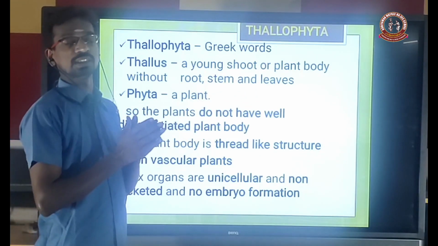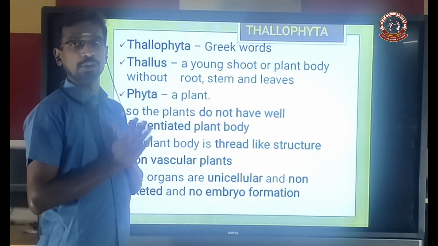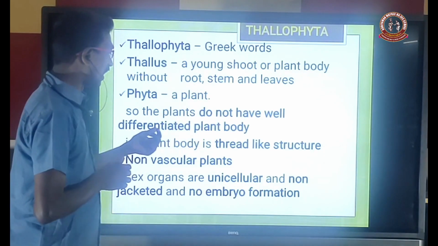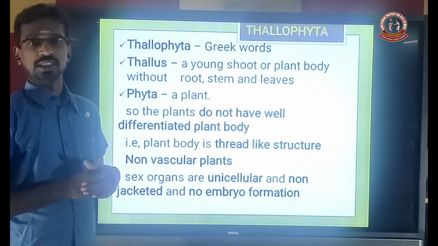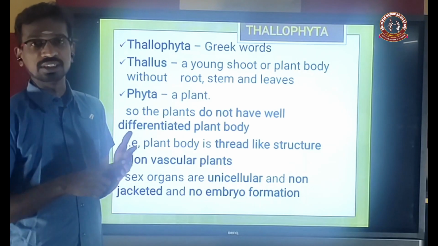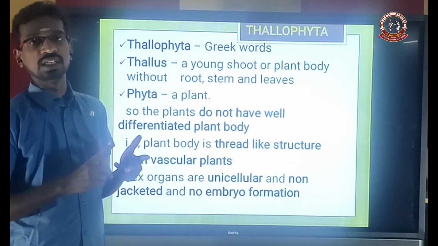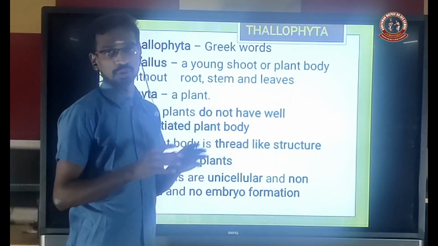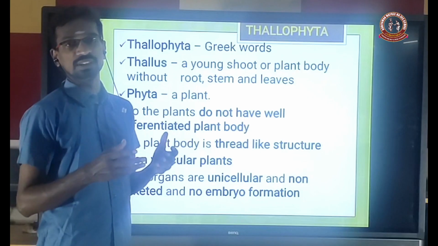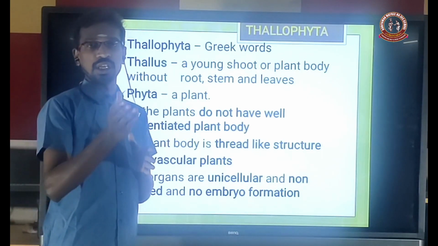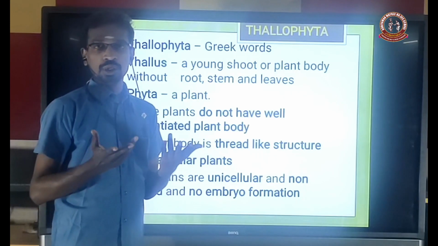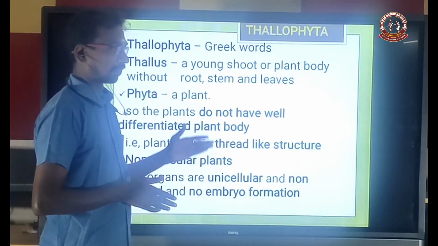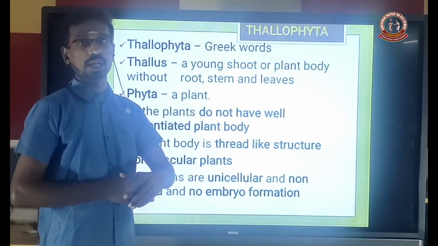Phyta is referred to as plants, as in Bryophyta and Pteridophyta. So these plants do not have a well differentiated plant body. Root, stem and leaves are absent; instead, root-like, stem-like and leaf-like structures are present. The plant body is a thread-like structure, not well differentiated like the higher groups of plants, where root, stem and leaves are present. Mostly it is non-vascular, because the Thallophyta come under the non-vascular cryptogams.